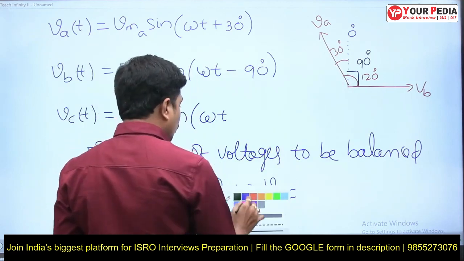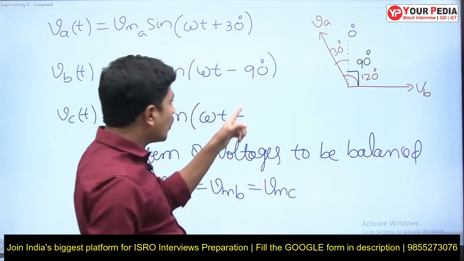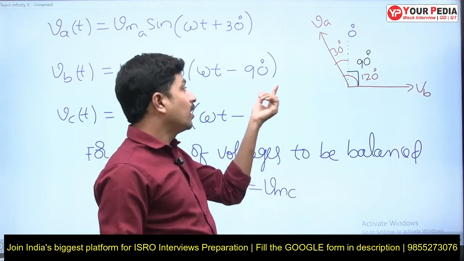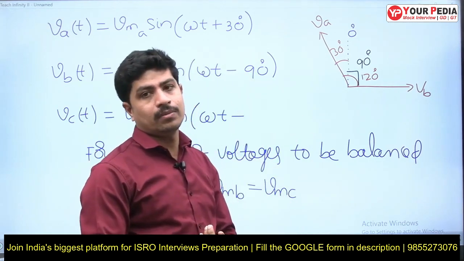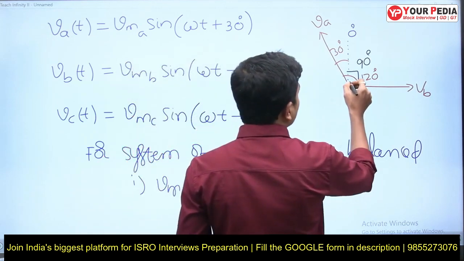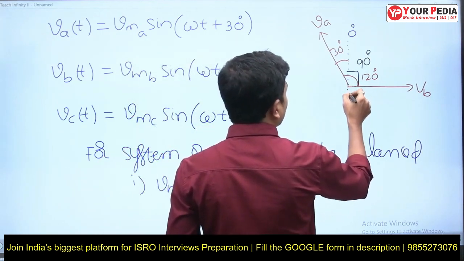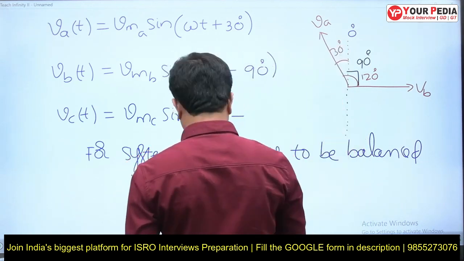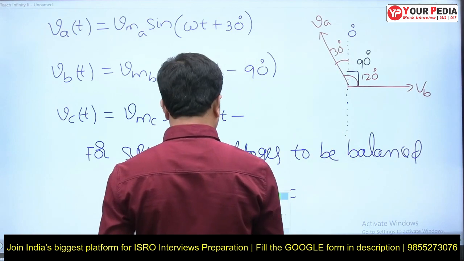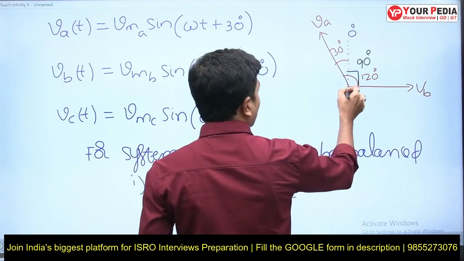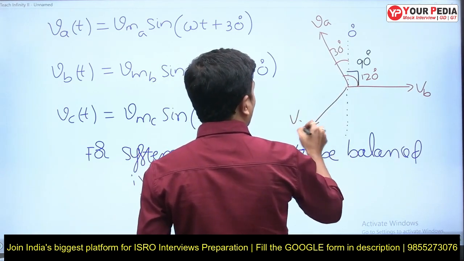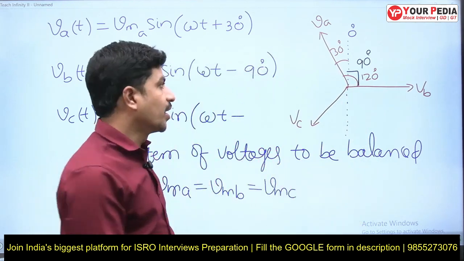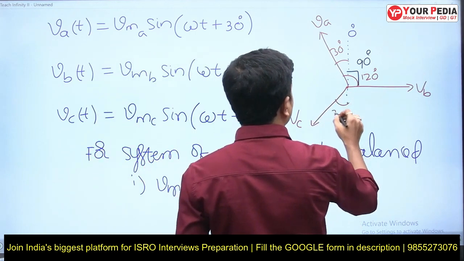Now tell me what should be the value of VC. From here to here the difference should be 120, so 90 plus 120 is 210. This particular one is 180, exactly opposite to 0. And this is VC. 180 plus how much angle will become 210? 30 degrees.